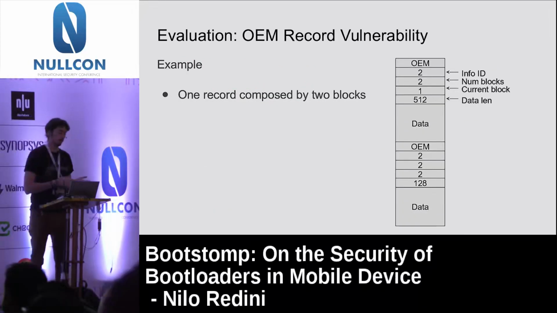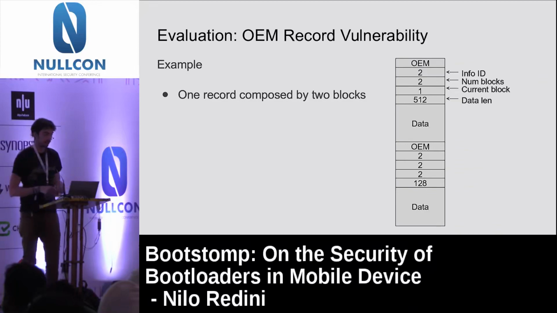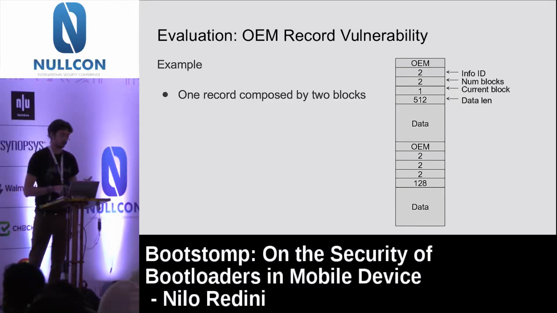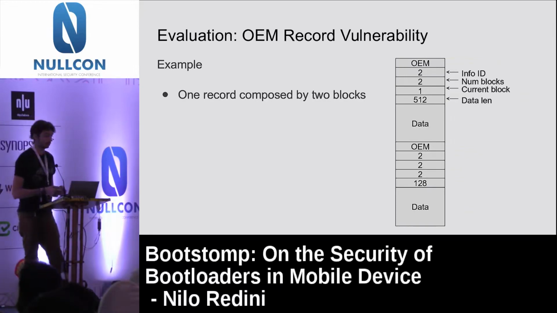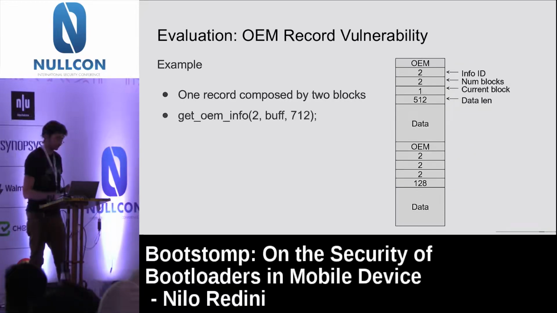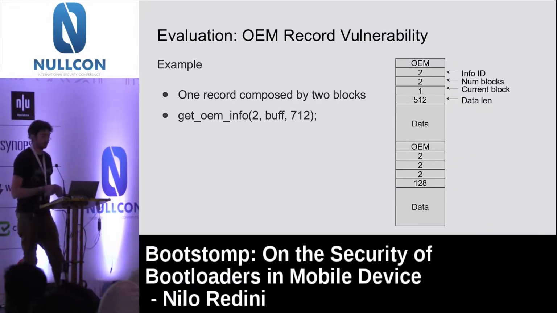Let's assume now that we have a record composed by 2 blocks. So again, let's assume that the info ID is equal to 2. But in this case, the first block will contain as number of blocks, the number 2, as current block, number 1, and 512 bytes of meaningful data. The second block, similarly, will contain the info ID equal to 2, the number of blocks equal to 2, but as current block, the number 2. And it will contain only 128 bytes of meaningful data. Let's see what happens. Oh, and let's assume also that the provided buffer to the function is as big as 712 bytes, which is enough to contain the whole data.